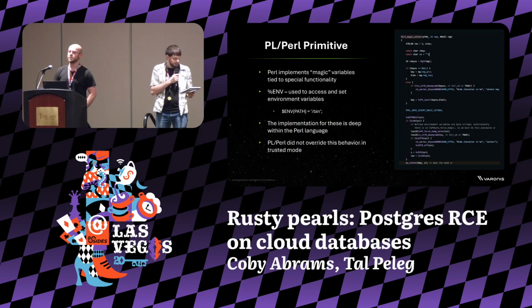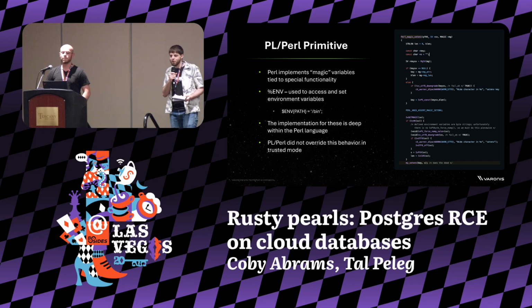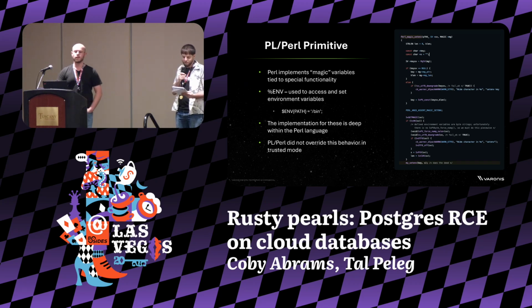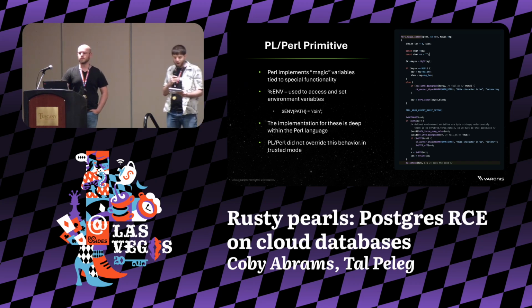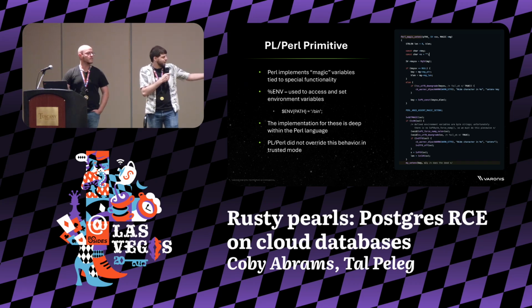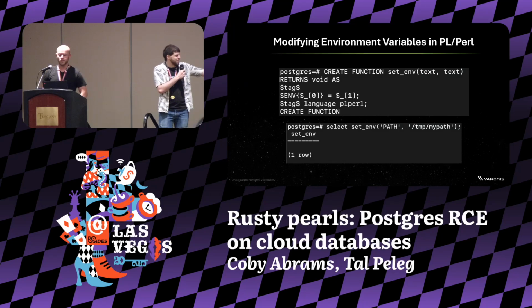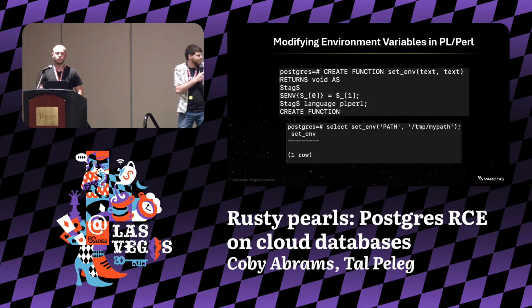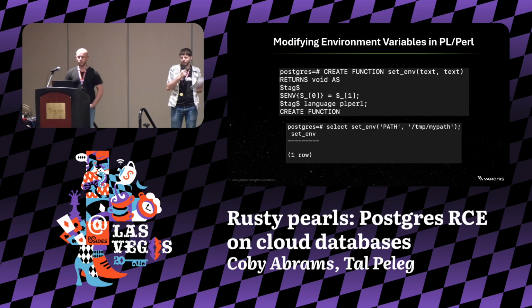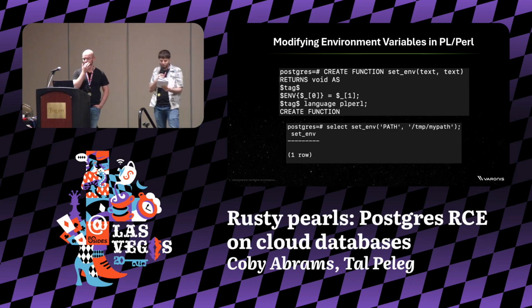So how does that work? Well, Perl has this magic variable, the ENV hash map. And it's used to manipulate environment variables, read and write environment variables. This functionality is embedded deep within Perl. So we thought that it wouldn't be overridden by the trusted PL/Perl, and we were right. So by writing a function like this one, we can set the PATH environment variable of the current Postgres session to whatever value.